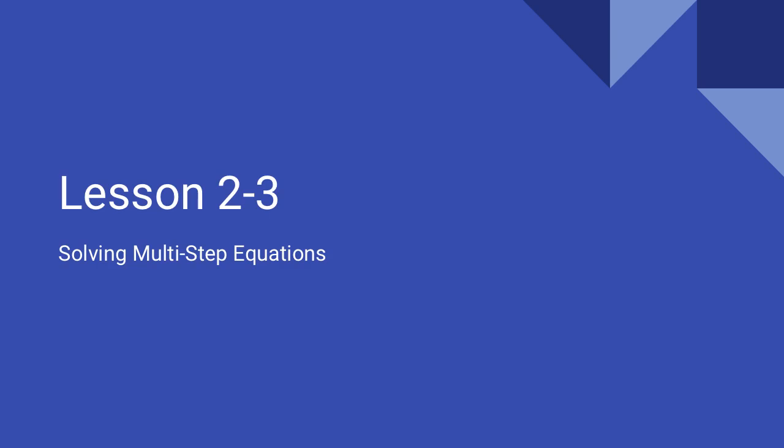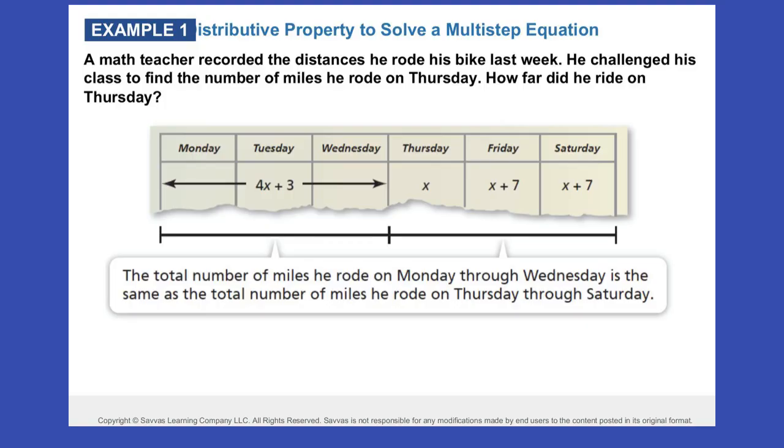This is lesson 2-3, solving multi-step equations, and it starts on page 102 of your workbook. In this lesson, we're going to add the distributive property as our very first step in our list of steps for solving these kinds of problems. This happens to be example number 1 on page 102.